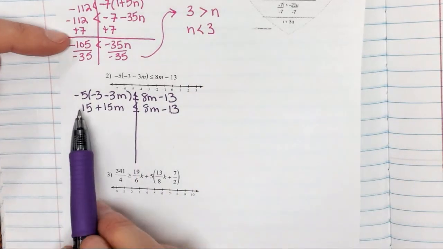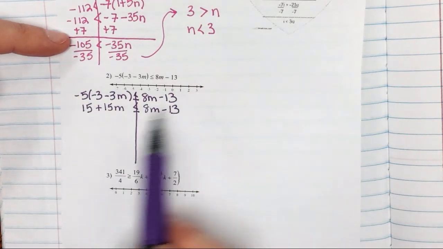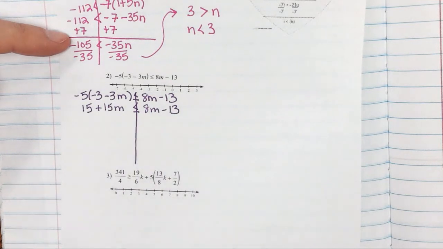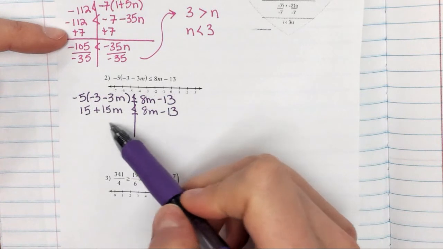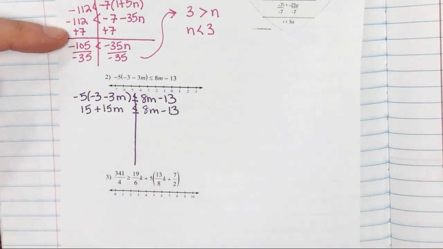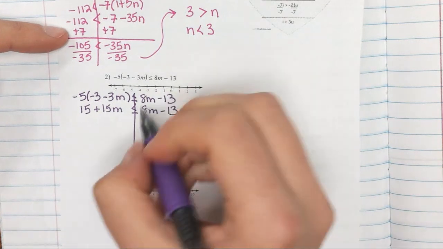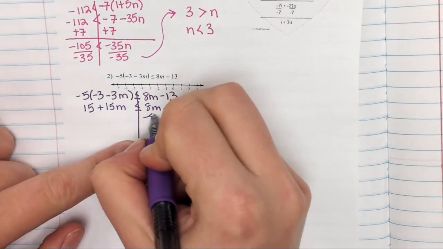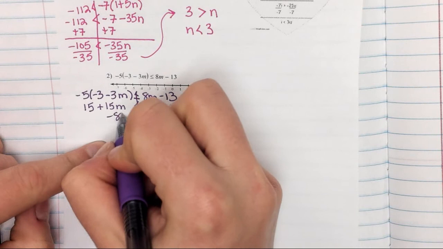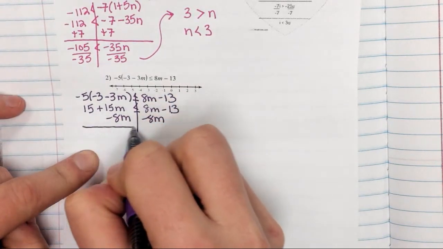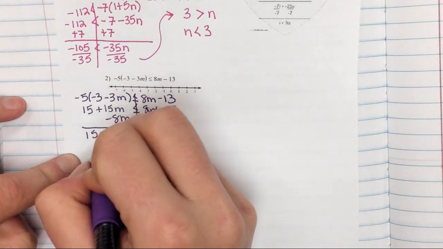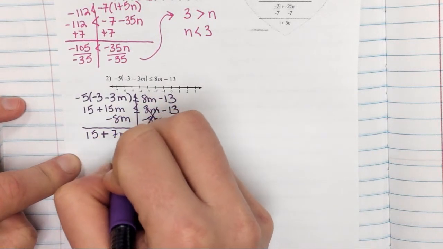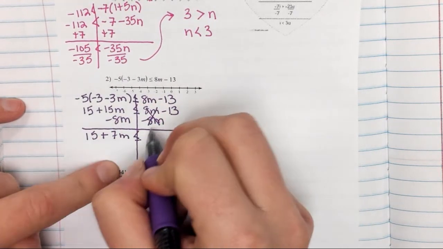Notice I am not multiplying by a negative 5 on both sides, so I do not need to flip the symbol. I only flip the symbol when I'm multiplying or dividing by a negative number on both sides of the inequality. Next step is to move all the variables to one side. I'm going to accomplish this by subtracting 8m from both sides. These two will cancel, and that leaves me with 15 plus 7m is less than or equal to negative 13.